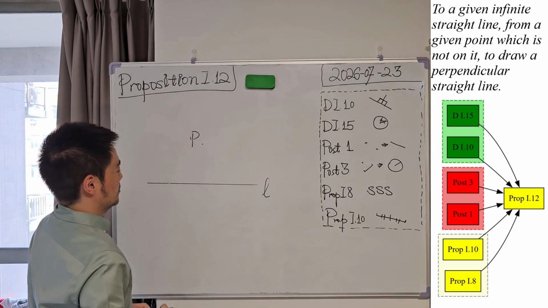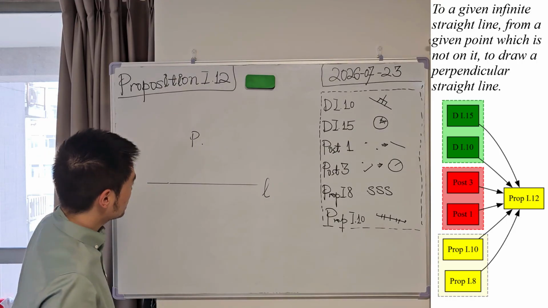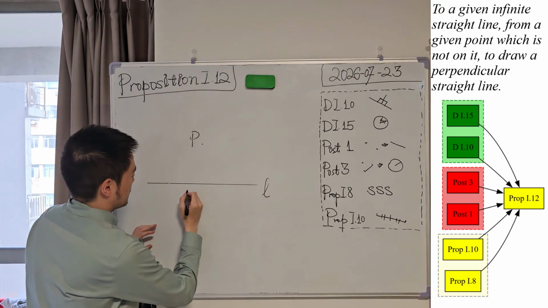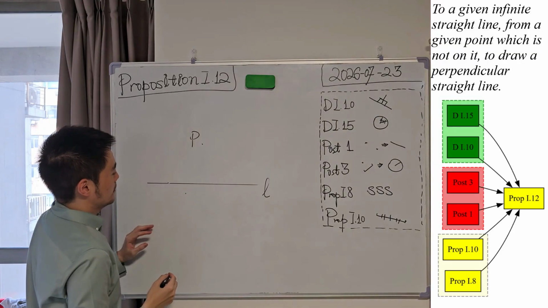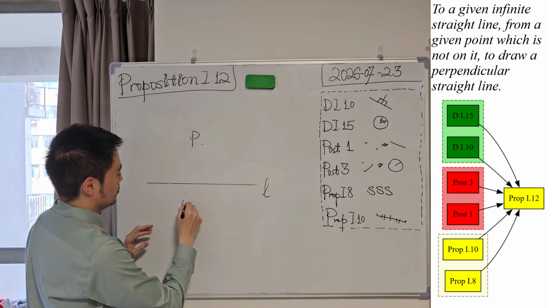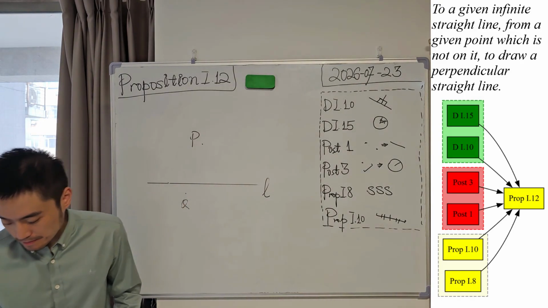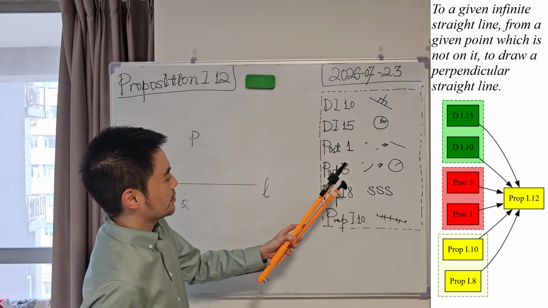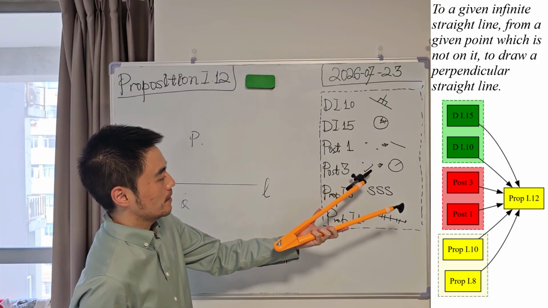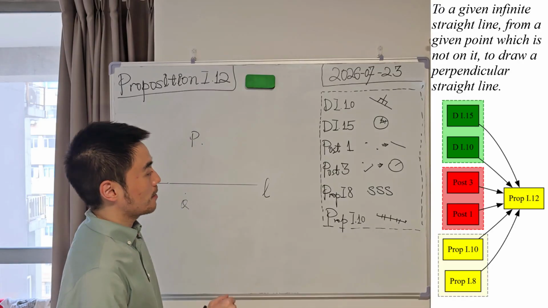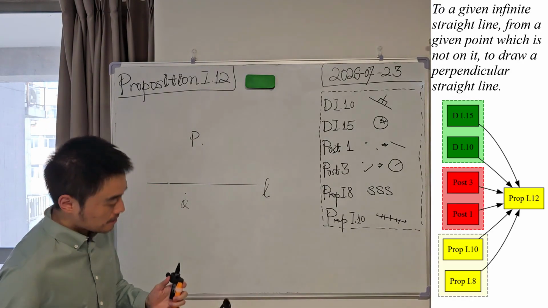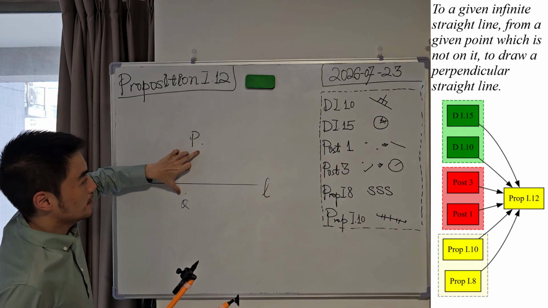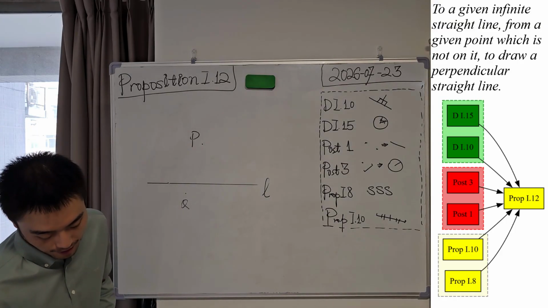So let's start this proposition. First of all, let's randomly pick a point on the other side of L. Let's assume it is point Q, okay? So let us review postulate 3. If we are given a center point and a specific distance, then we are able to describe a circle. So let's assume P is the center and PQ is the distance, then we can describe this circle.